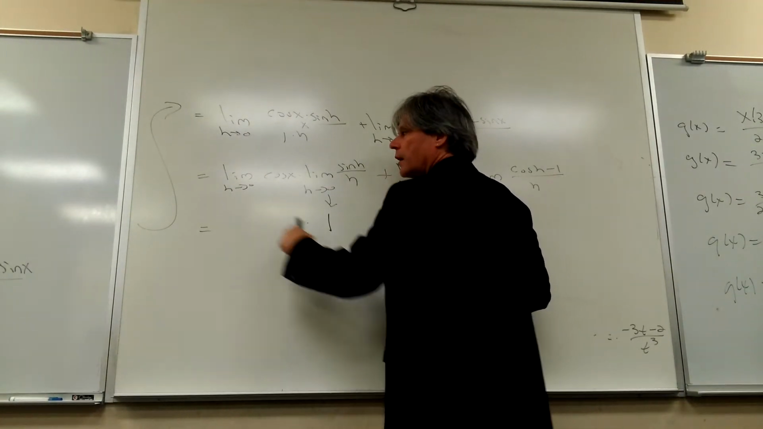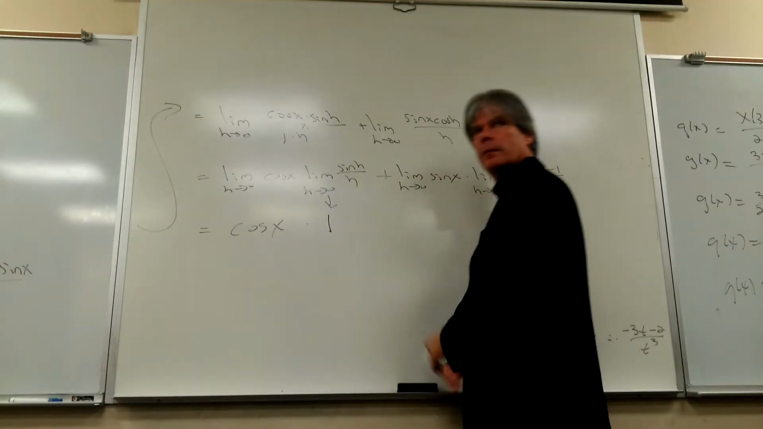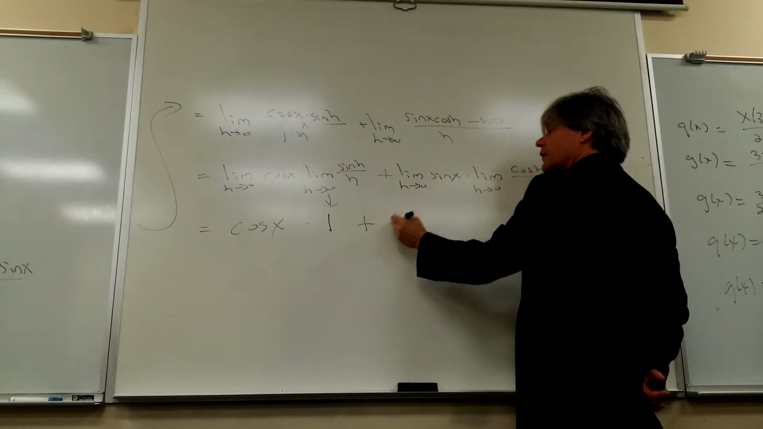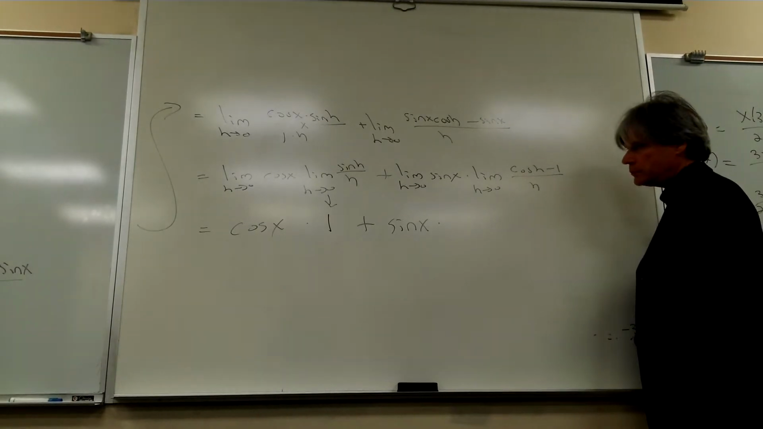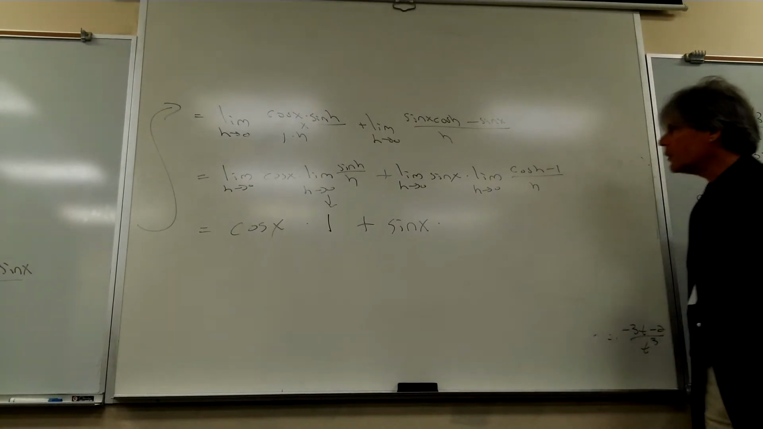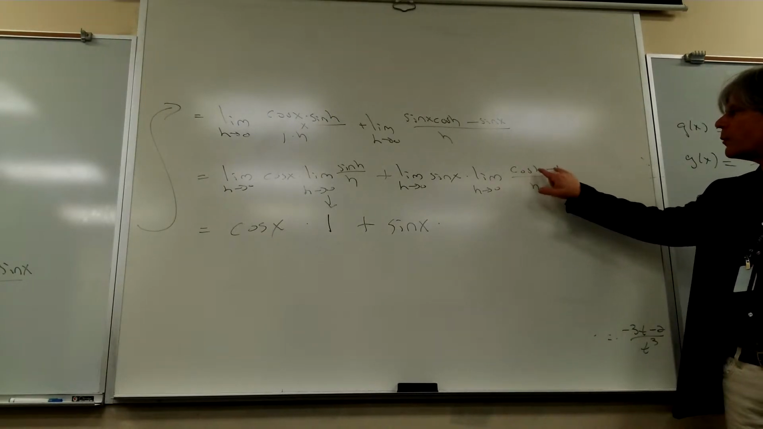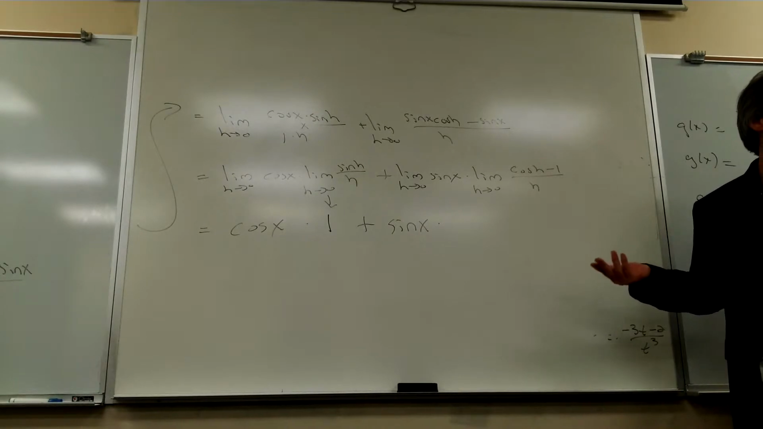Oh shoot! As h goes to whatever, the cosine of x just goes to cosine of x. Plus, as h goes to whatever, I get the sine of x times... Oh no, you guys, this isn't going to work. If I plug 0 in for h, I get 1 minus 1 over 0, which is 0 over 0. So this is an indeterminate form. What do we do?